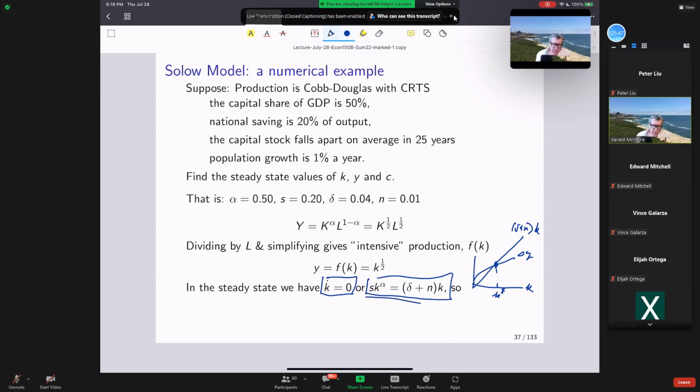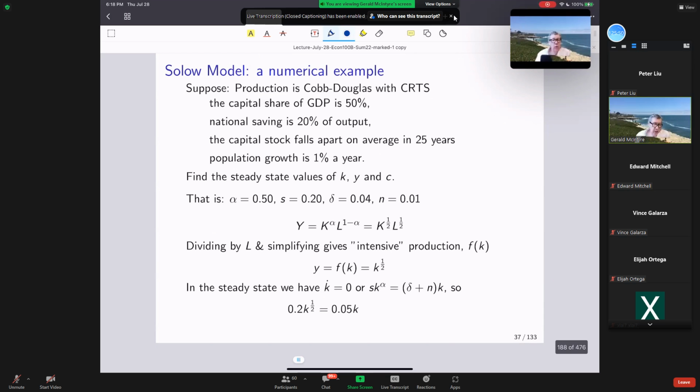I plug those expressions in here. I get 0.2 times K to the alpha is equal to 0.05, the 4% depreciation rate plus the 1% population growth rate gives us 5%, or 0.05. Okay, and I can solve this. Notice there is a solution: this expression is solved at 0, right? If K is equal to 0, that's a solution. Of course it is, because savings does equal break-even investment at 2 points. It equals it here, but they also both come out of the origin. This one's not very interesting, so we'll ignore it.